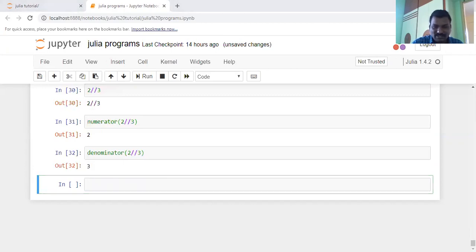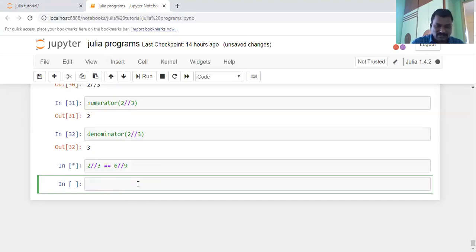Similarly you can apply some of the comparison operators on rational numbers. What are the comparison operators here? For rational numbers you can apply equal to, not equal to, greater than or equal to, less than or equal to. That means different comparison operators are there. For example, let us take a simple comparison: 2 by 3 equal to 6 by 9. Is it true or false? Yes, 6 by 9 is automatically converted into 2 by 3. It's a true value.